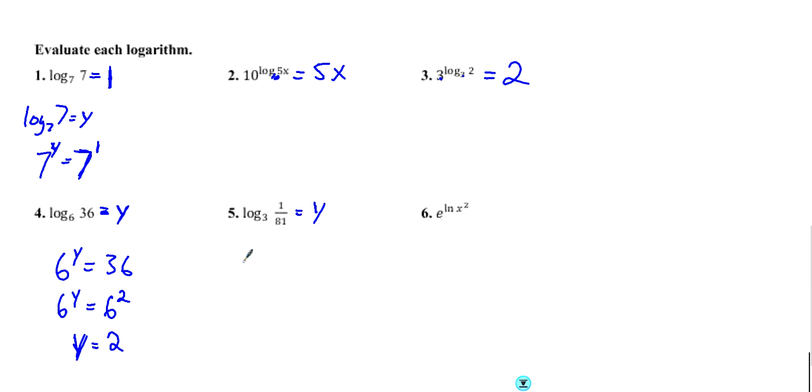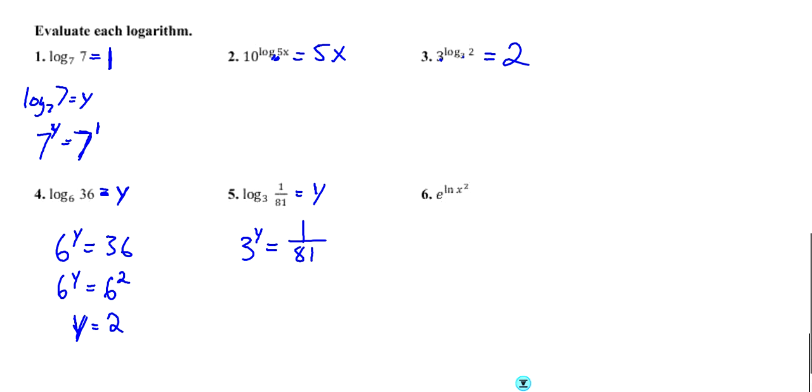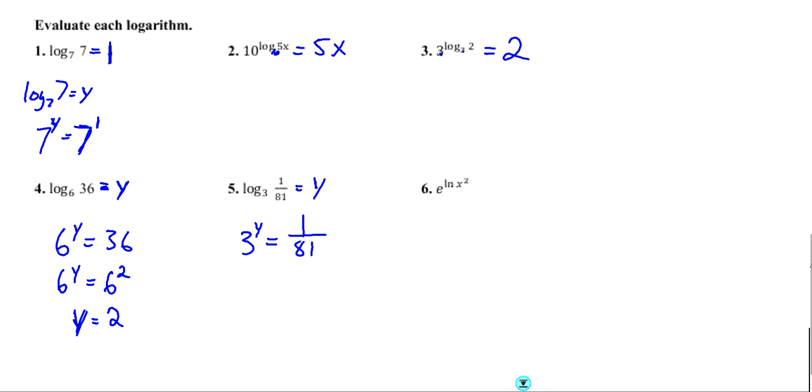Okay? And then this one the same way. I'm going to change it to its exponential. So 3 to the y equals 1 over 81. Well, this is using that negative power, but everybody should agree with me that 81 is the same thing as 3 to the 4th power. So this is 1 over 3 to the 4th. Using that negative power, this is 3 to the negative 4 power. So that means 3 to the y equals 3 to the negative 4. So y is negative 4.